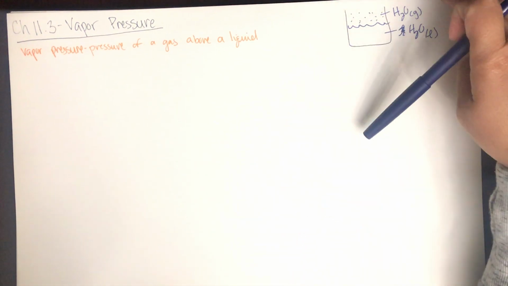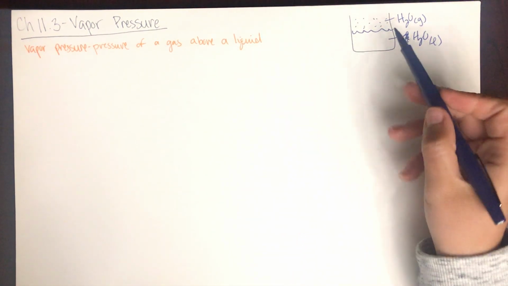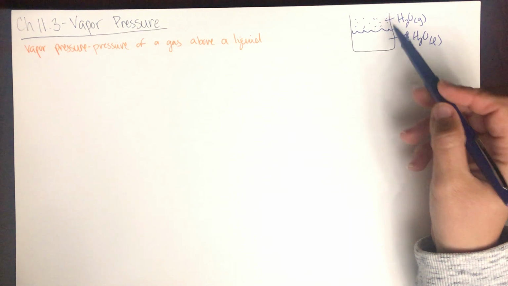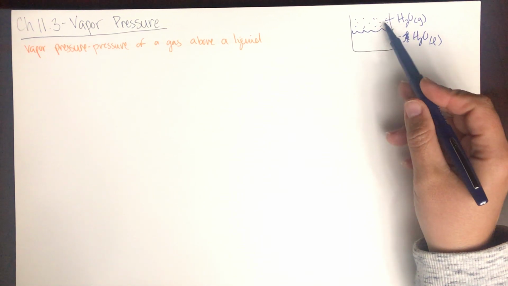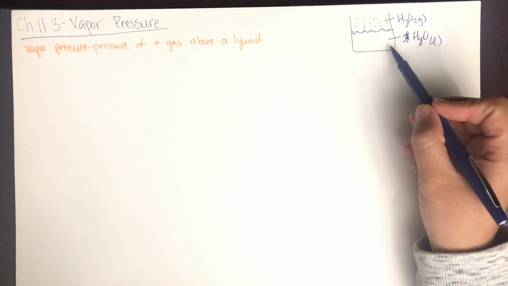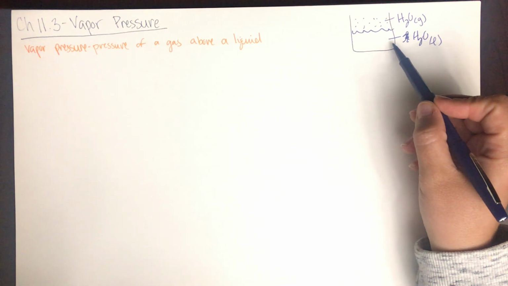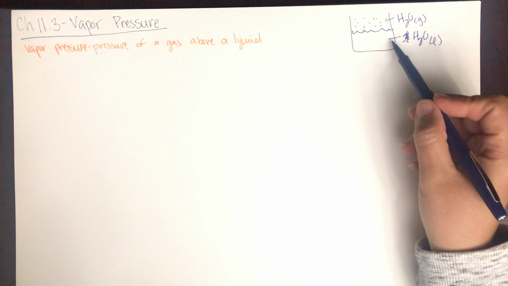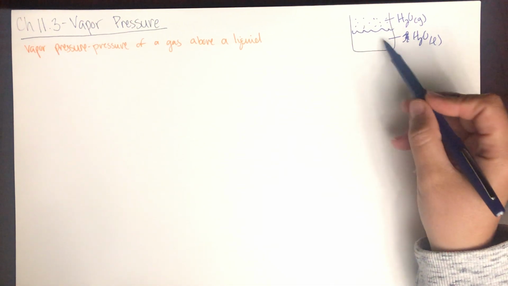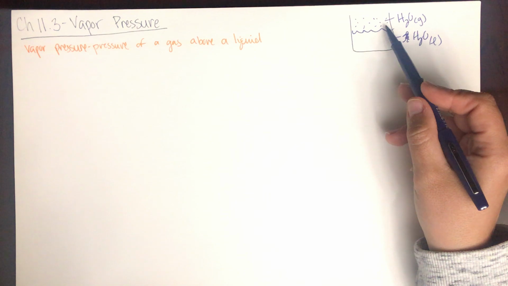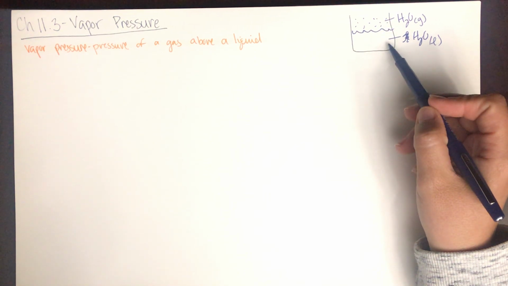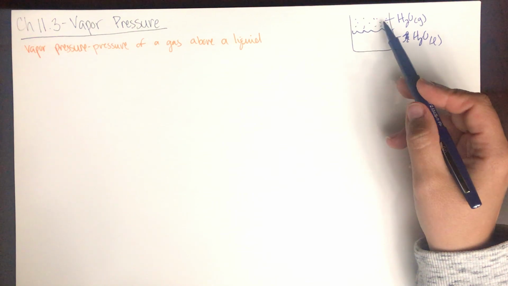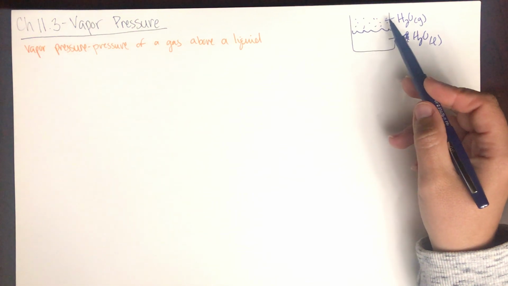The vapor pressure is dependent on what the heat of vaporization is, how much energy it takes to go from a liquid to a gas, and the temperature of this liquid. As the temperature of this liquid increases and these molecules are becoming more and more excited, the vapor pressure is also going to increase because more of these liquid molecules will evaporate and escape into the gaseous phase.